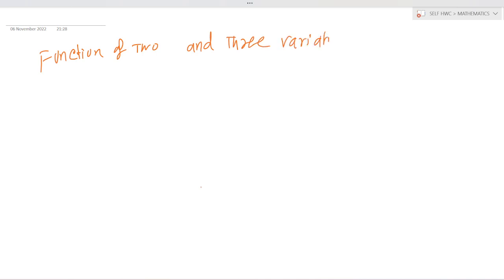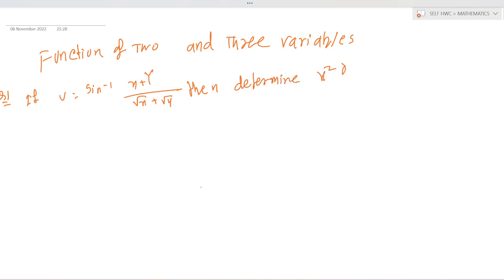Functions of two and three variables. Okay, so question number one. If u is equal to sine inverse of x plus y by root over x plus root over y, then determine x square d2u by dx square plus 2xy d2u by dx dy plus y square d2u by dy square. How to solve this problem?